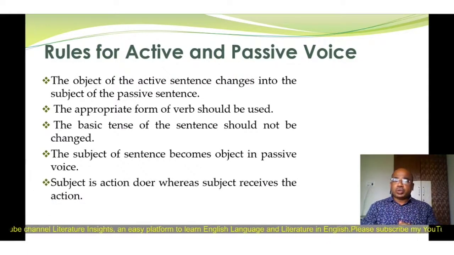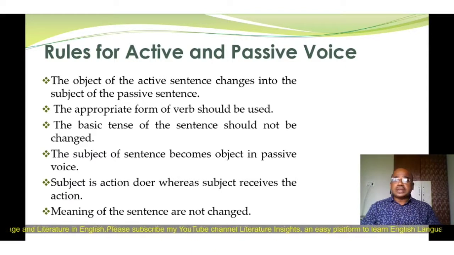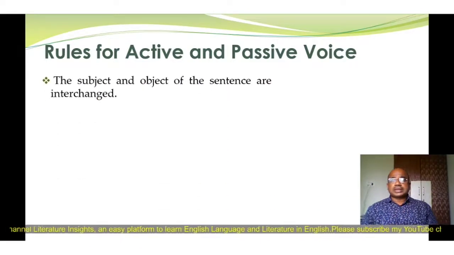Subject is the action doer, whereas the subject receives the action in passive voice. So now here you can see subject is the action doer in active voice, whereas the subject receives the action in passive voice. Then meaning of the sentence is not changed. While transforming active voice into passive voice, the learner should take care that the meaning of the sentence should not be changed. The subject and object of the sentence are interchanged in active voice and passive voice.